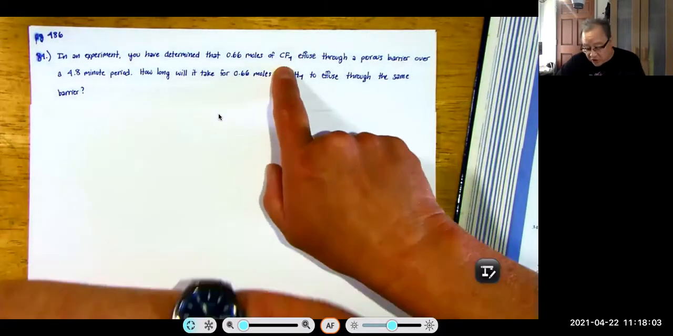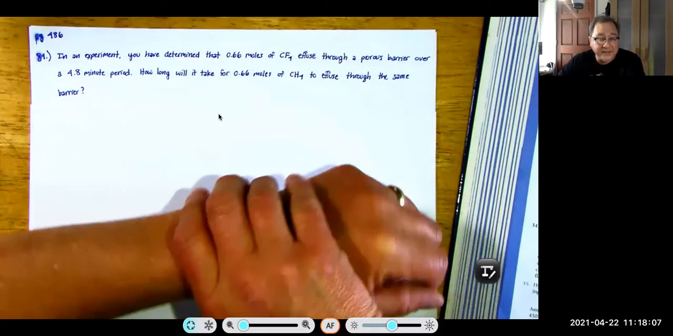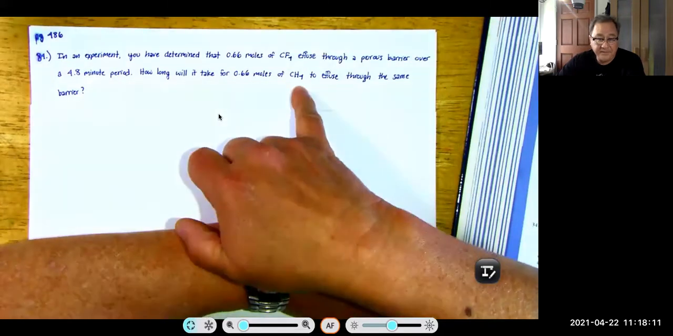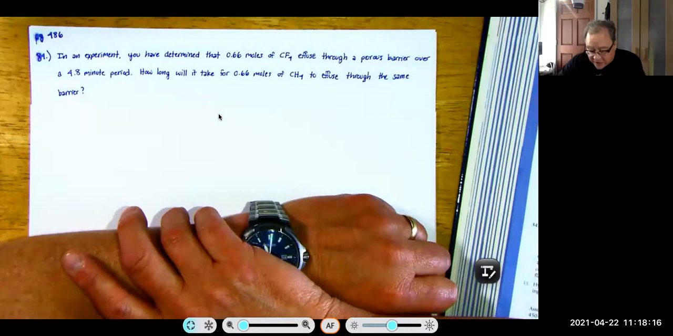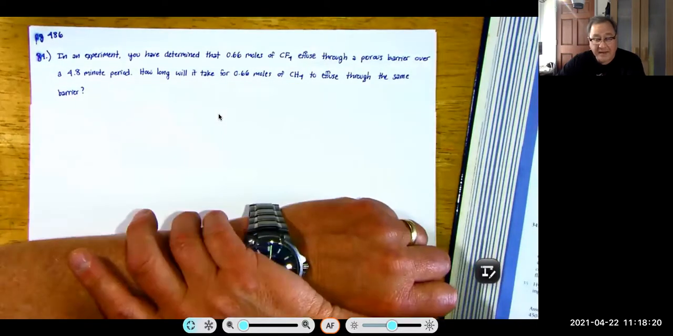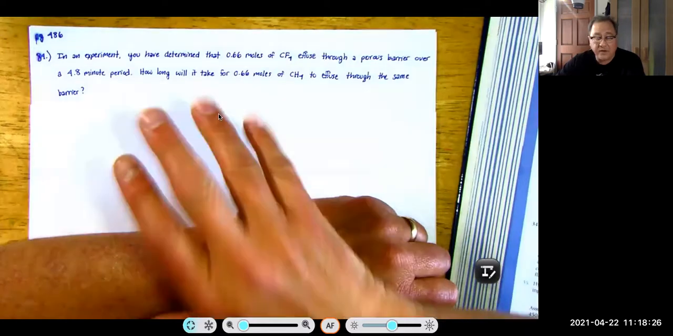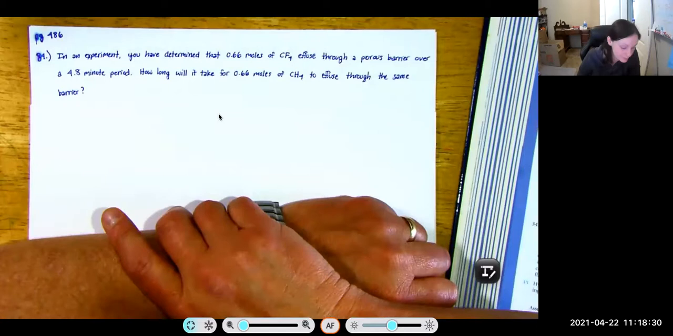Can you see that CF4 has a much larger molar mass than CH4 because each fluorine weighs 19, whereas here each hydrogen weighs 1. So we would think that the CH4 should effuse faster than 4.8 minutes. So whatever happens here, we should get an answer of smaller than 4.8 minutes.